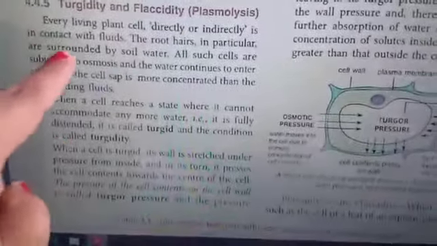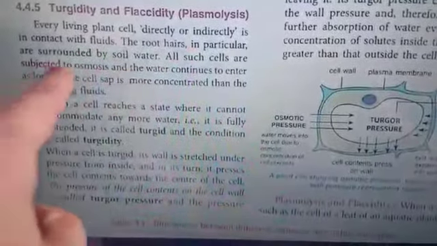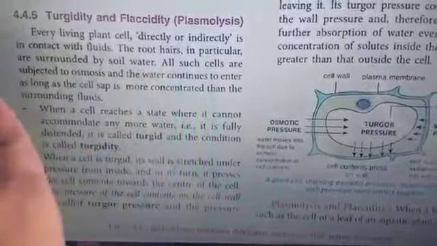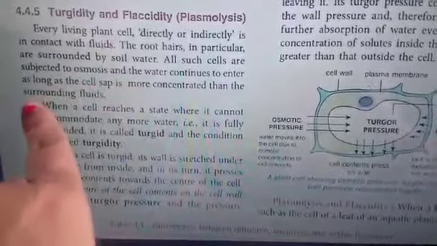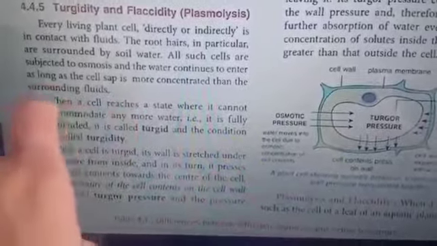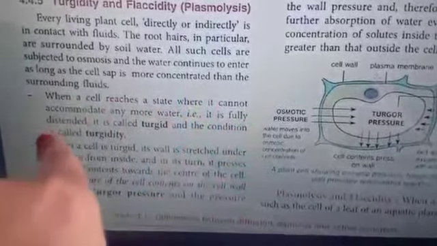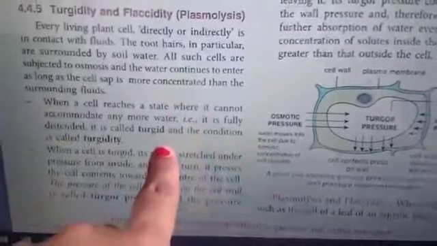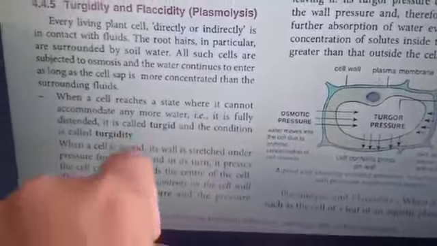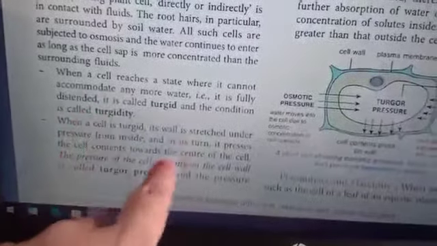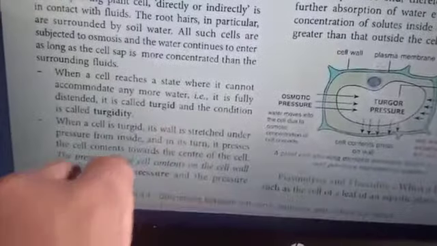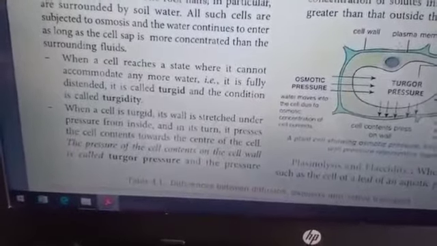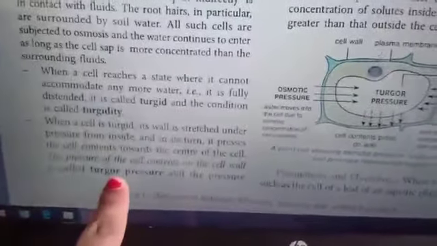See, turgidity: every living cell directly or indirectly is in contact with fluids. All such cells are subjected to osmosis and water continuation, where the concentration of the surrounding fluids is being checked. When a cell reaches a state where it cannot accommodate any more water, that is, fully distended, it is called turgid. That is turgidity. The molecules present inside that cell create pressure on the wall of the membrane, and that pressure is called turgor pressure.